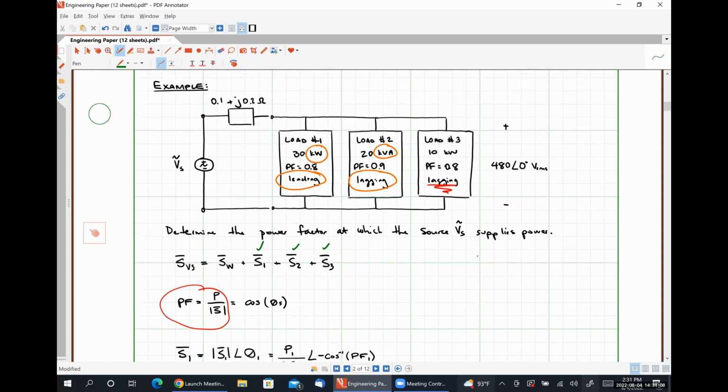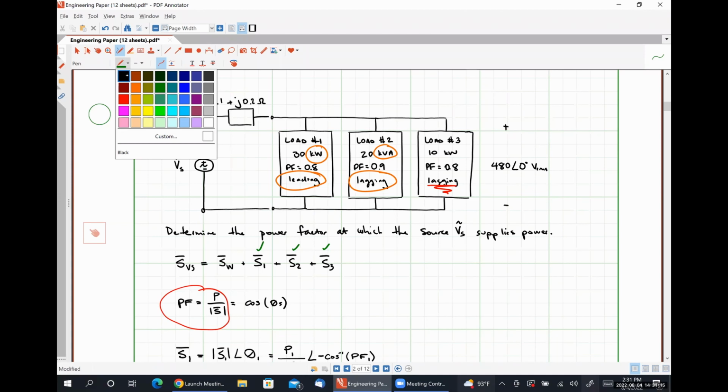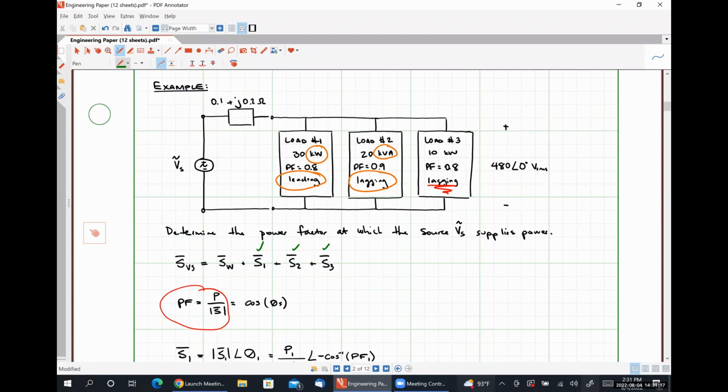Our last thing then is the complex power absorbed by our wire. Now we are given the impedance of this wire, which means if we can determine either the voltage drop across the wire or the current flowing through our wire as an RMS phasor, if we can get either of those pieces of information, we can determine the quantity SW.